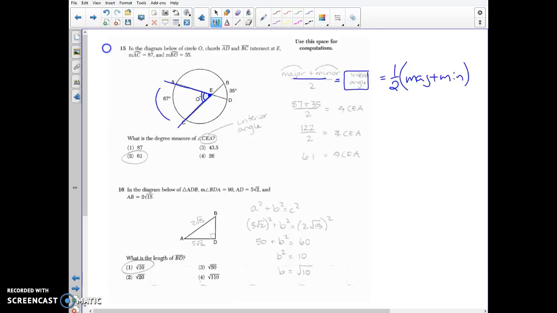This is what we would consider our major arc because it's bigger in relationship to this one, which is going to be the minor arc. So substitute in major here plus your minor, divide by 2, and that will equal our angle CEA. Add those together, divide by 2, our angle should equal 61.